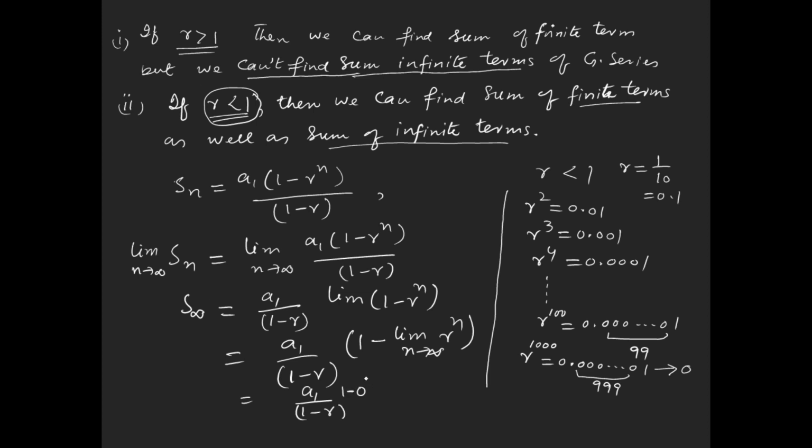So 1 minus 0, and we get a1 divided by 1 minus r. This means if r is less than 1, then S infinity equals a1 divided by 1 minus r. So we can find the summation of the whole infinite geometric series. But if r is greater than 1, then S infinity is not possible.